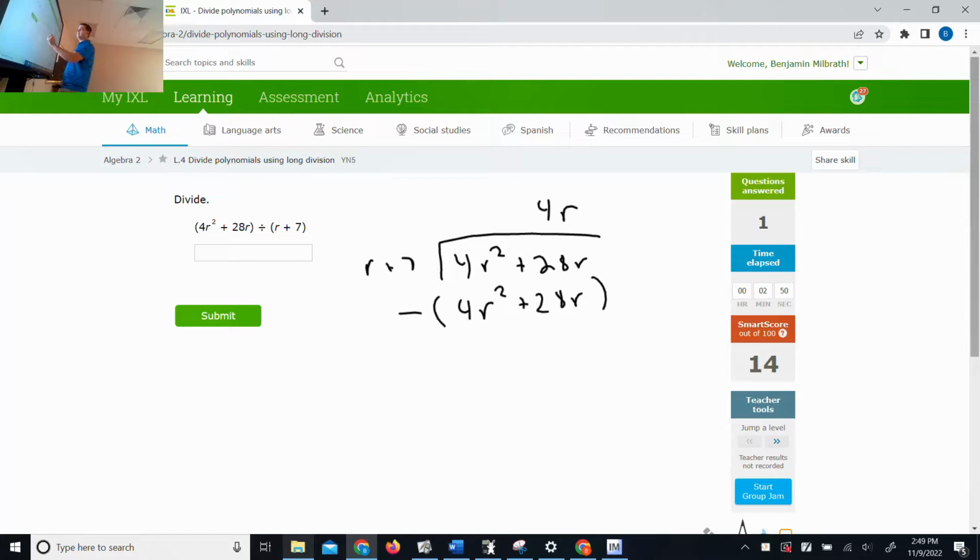Okay? That's going to change that to a negative. That's going to change that to a negative. Now it's back to a positive. Add down, and we have nothing left. So the correct answer is going to be 4r.